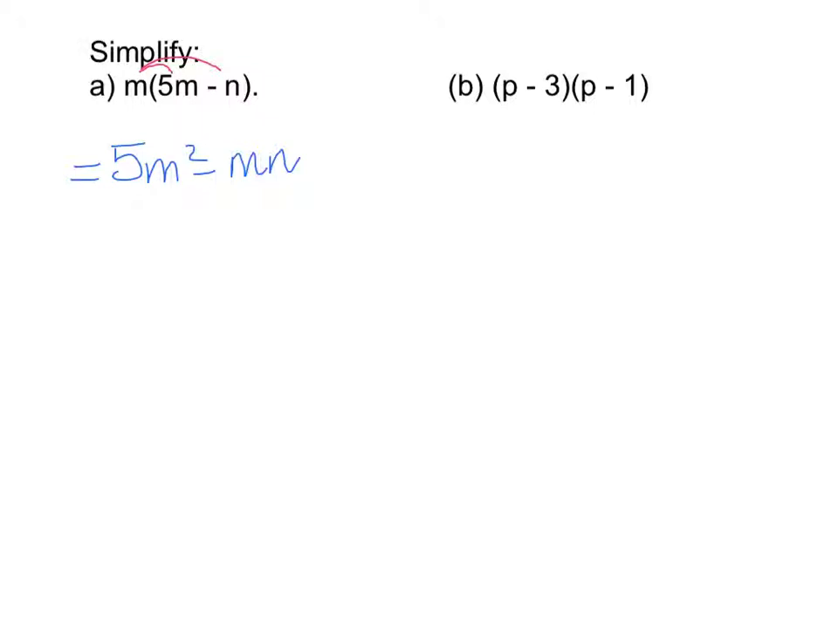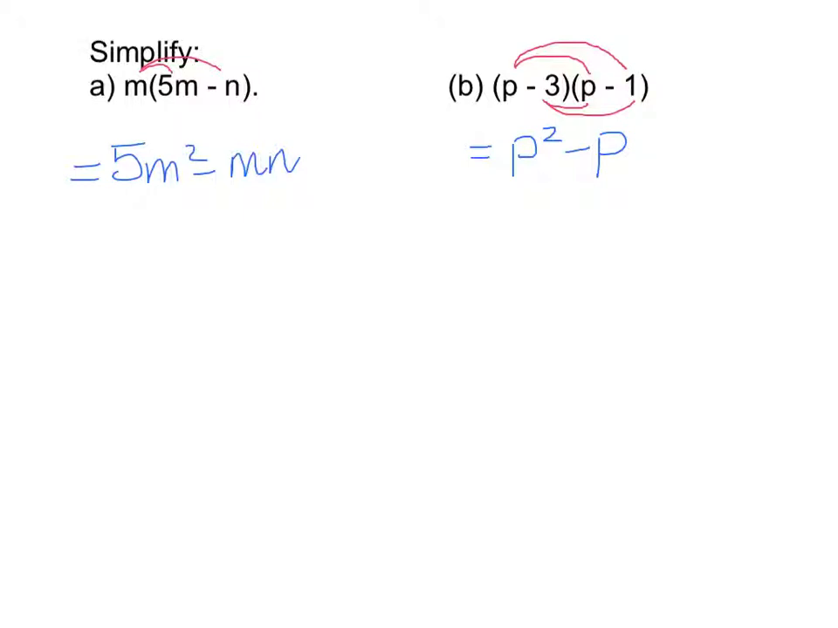Second one is a double bracket. What I need to remember is I'm taking each term in the first bracket and multiplying it by each term in the second bracket. So we'll work with the p first. P times p is p squared, and p times negative 1 is minus p. So now I'm done with my p. Now I take my second term, which is negative 3, and I multiply it by each of the terms in the second bracket.